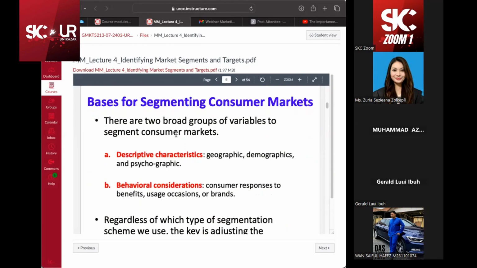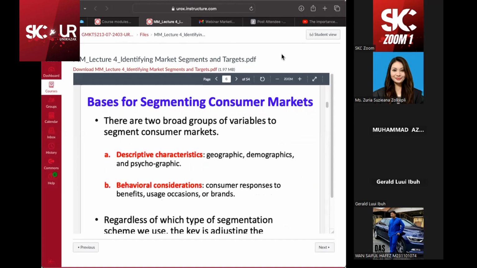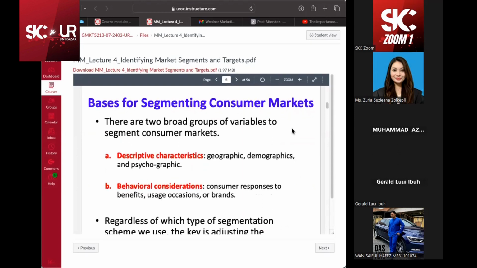Okay, this is the basis for segmenting the consumer market. We have two broad groups of variables to segment the consumer market. The first one ialah berdasarkan geographic, demographic, and psychographic. And then we have behavioral. This one is responding to the benefit, to the value, to the brand, to the identity, things that we have talked about just now.